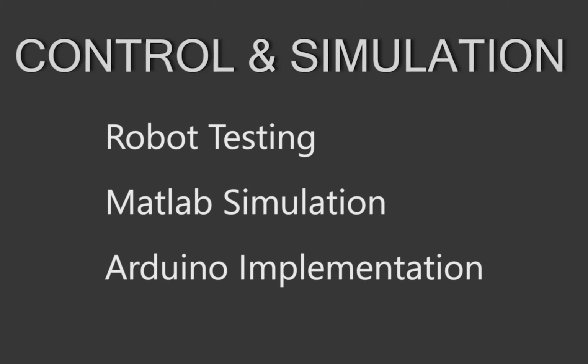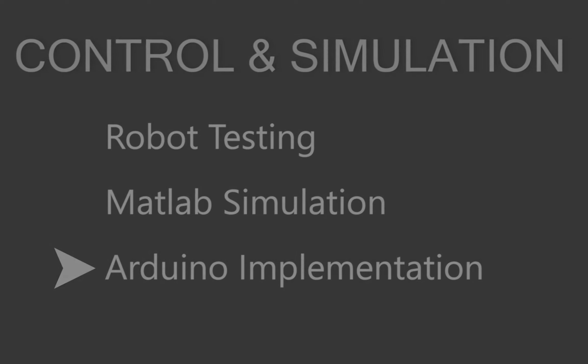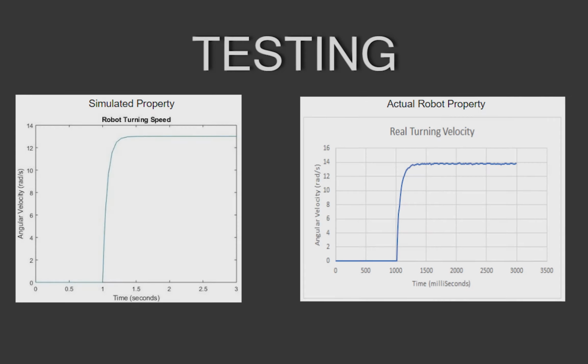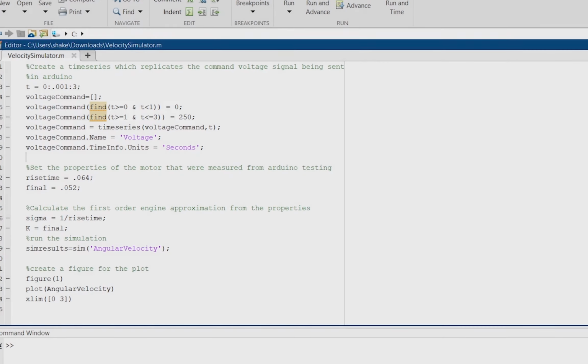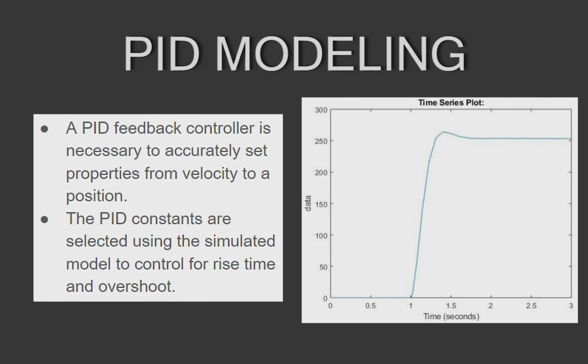This was broken down into three different categories. The first one being testing of the robot, the second one being simulation in MATLAB, and the third step being implementation back into Arduino. During the testing phase, we ran the robot multiple times and gained data about its speed and position in order to create an accurate model in MATLAB. Once an accurate MATLAB model was created, we added a PID controller to it in order to fit the constraints of rise time and settle time.